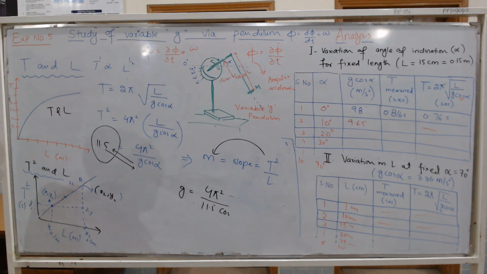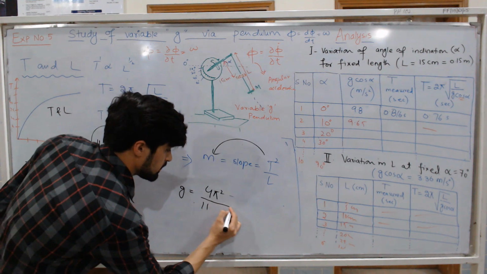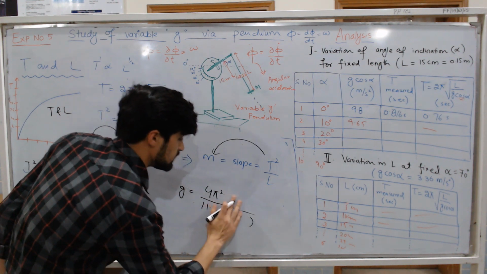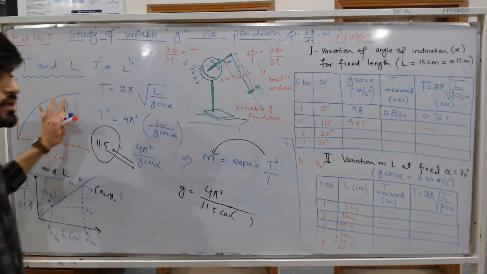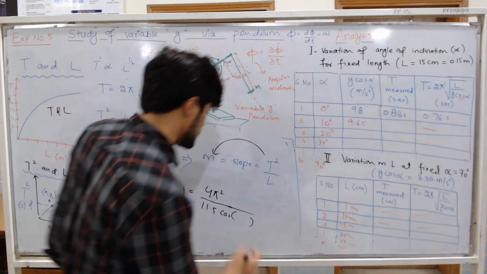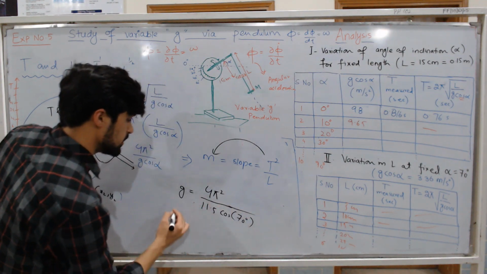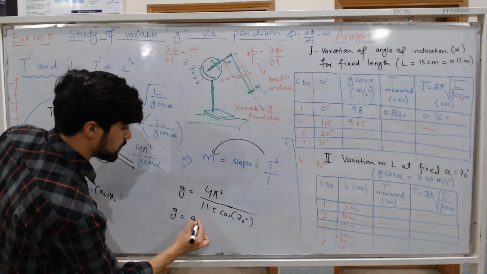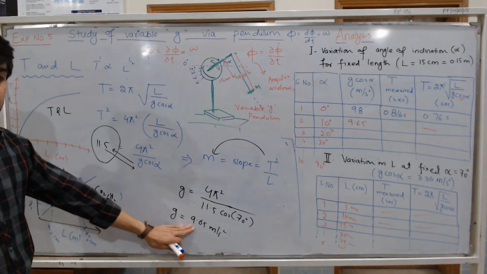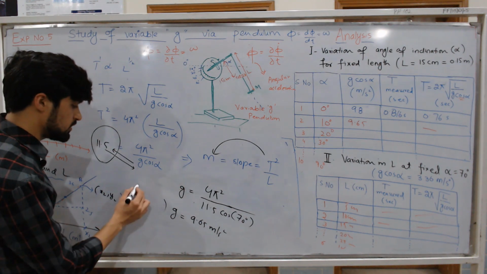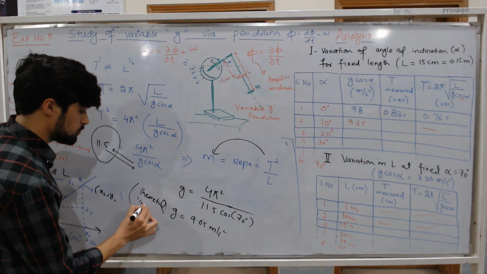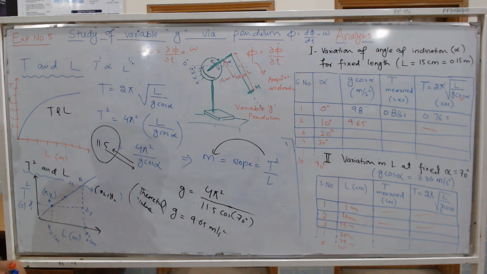So what will be the value of alpha here? Keep in mind, this calculation is related with the second part, and in the second part we are using the value of alpha to be 70 degrees. So you will get a value of, let's say, 9.65 meter per second square. This can be any value, but it will be close to 9.8 meter per second square. So this is your theoretical value calculated using the graph.